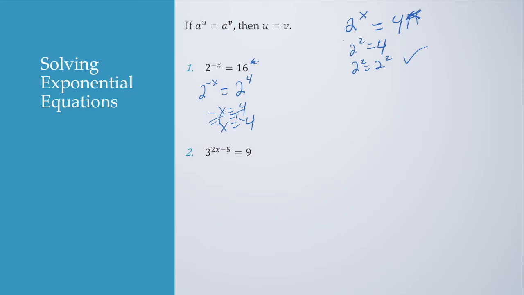Let's try that again. If I have 3 to the 2x minus 5 equals 9, I can rewrite 9 as 3 squared. So I have 2x minus 5 is 2. I add 5 to both sides. 2x equals 7. X is 7 halves.